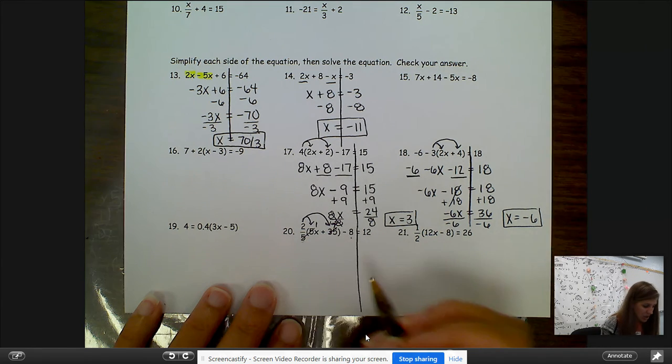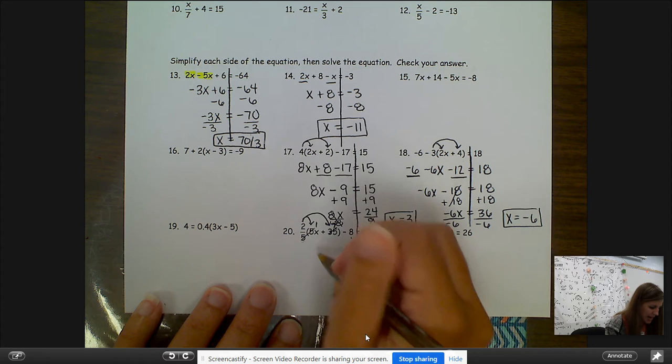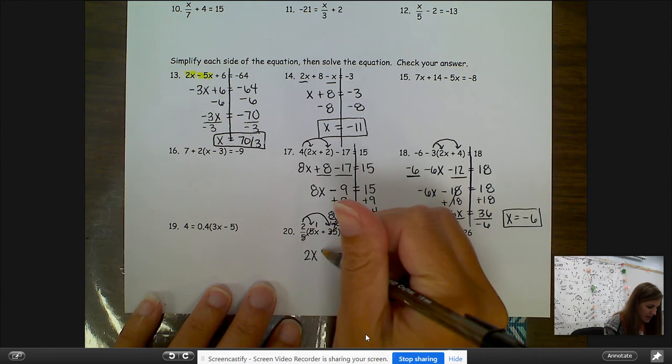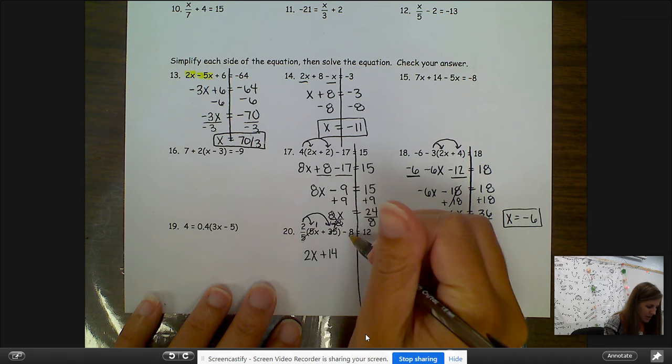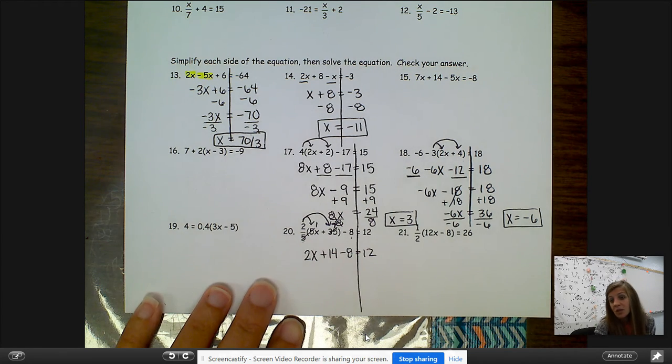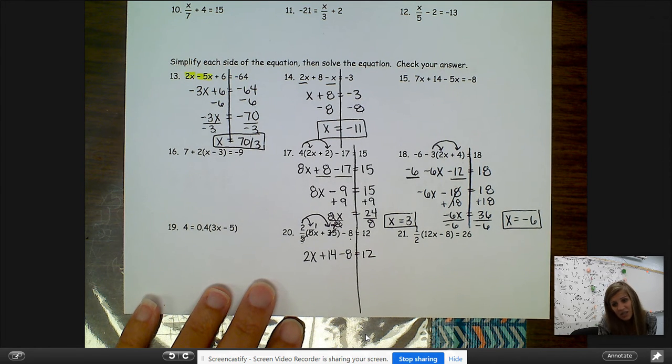Now I need to times the 2. So 2 times 1x is 2x. And 2 times 7 is 14. I bring down my -8. I bring down my equals 12. That wasn't so bad. If you do it in 2 steps, I really think it's easier, especially if the denominator goes evenly into what you're distributing.